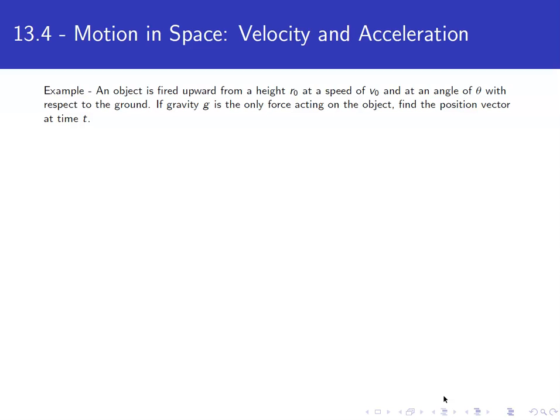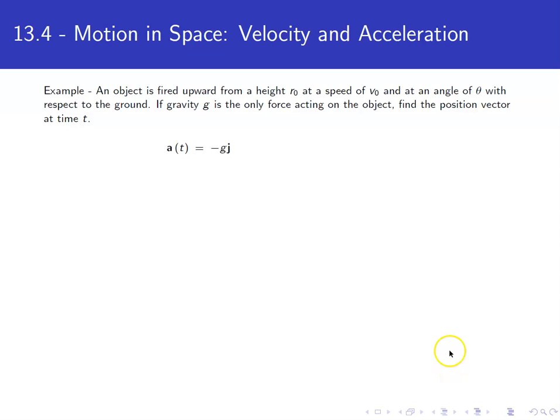Let's do another example. Let's say we have a projectile being fired upward from a height of r0 and a speed of v0. Now the speed, of course, we don't know what direction that speed's in, so we need an angle, theta, with respect to the ground. If we're doing projectile motion, if we ignore air resistance, then gravity is the only force acting on that object. Let's see if we can determine what the position vector is at time t.